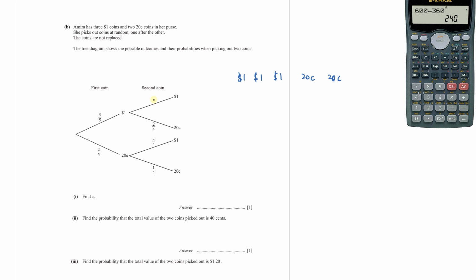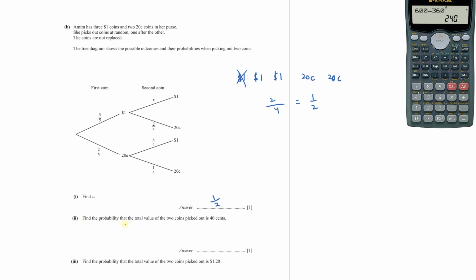Now X is the probability for picking a $1 coin in the second attempt when you have already picked a $1 coin in the first attempt. So after the first attempt, you've already picked up one of these $1 coins, so I can cancel out any of these. This is already taken. Now what is the probability of picking the $1 coin? Now you have two $1 coins, 2 over, how many total coins are left? 4. So 2 over 4, or you can simplify it to 1 over 2. So this will be 1 over 2.